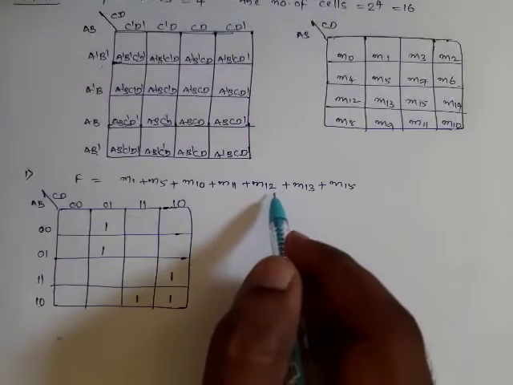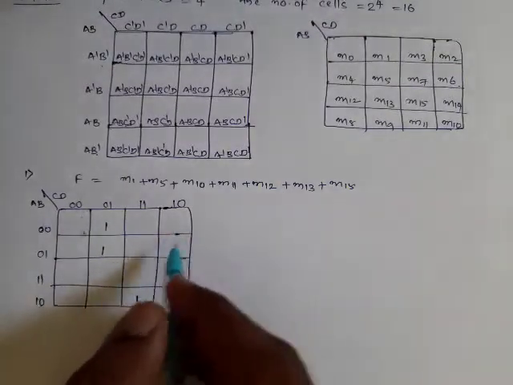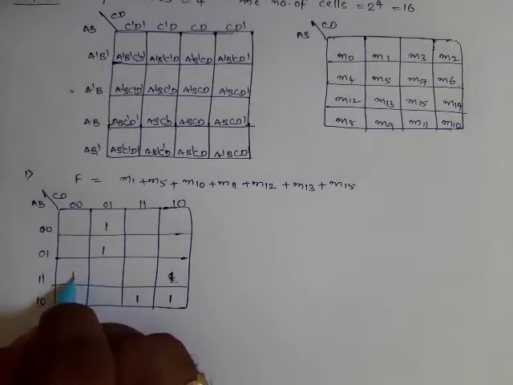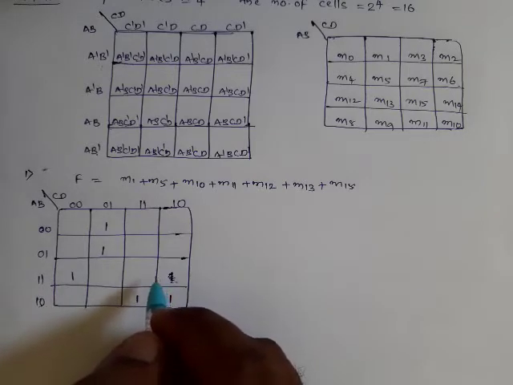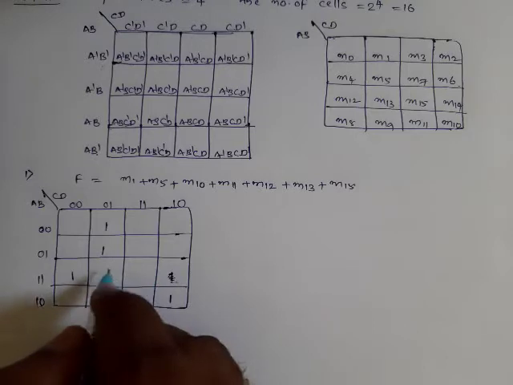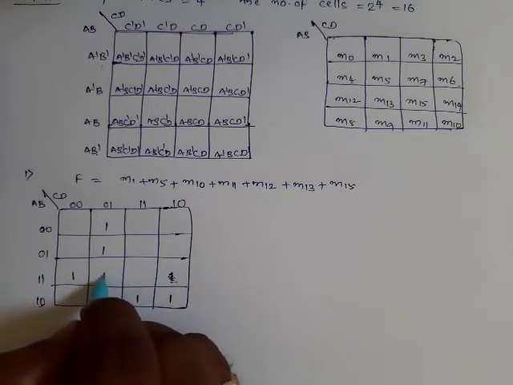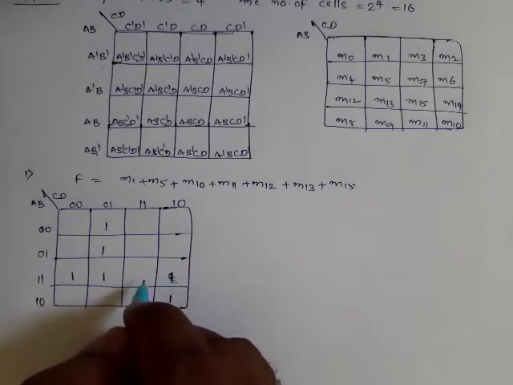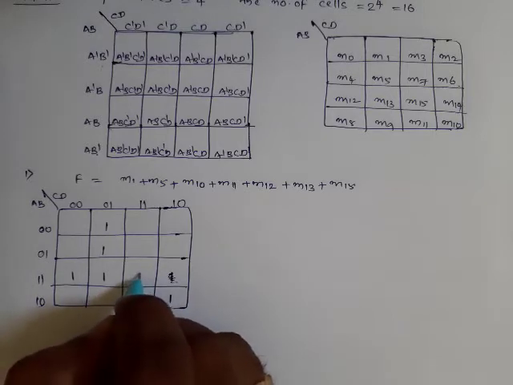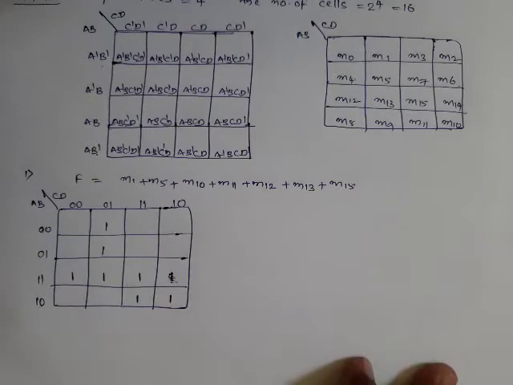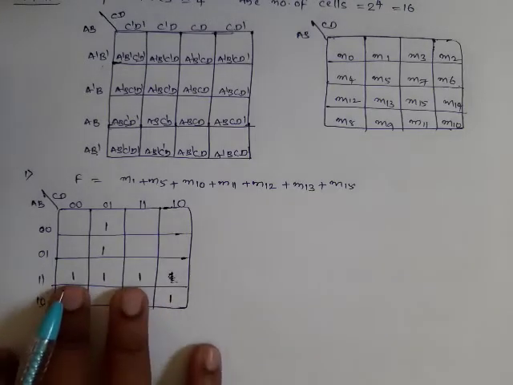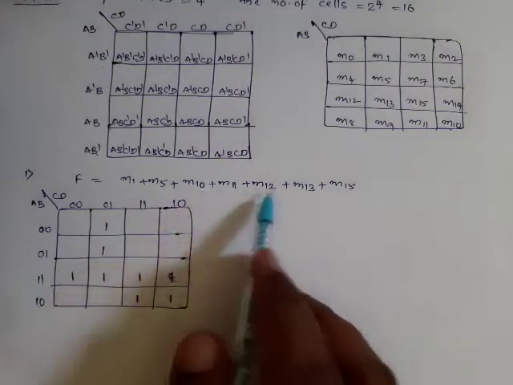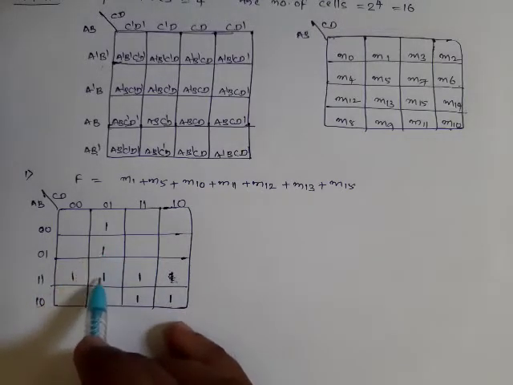So M12, it is 1100. It is not this. It is 1100. Similarly M13. So 1101. 13 means 1101. So this is the cell corresponding to M13. And M15. So 1111. 15 equals 1111 binary. This is the cell corresponding to M15. So we have entered all the minterms in kmap. So we have 7 minterms: 1 2 3 4 5 6 7.